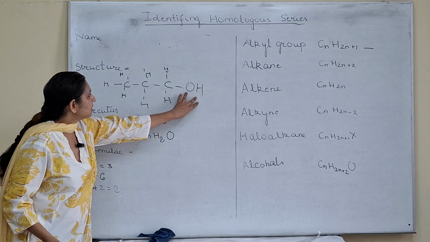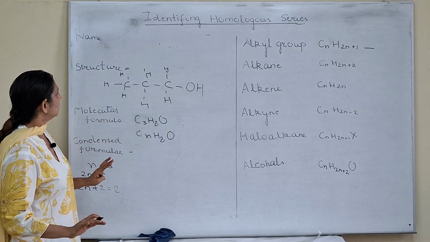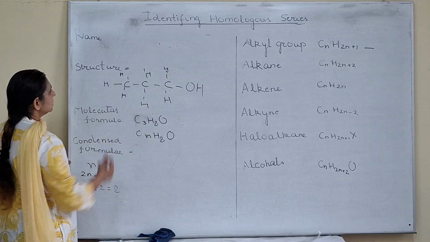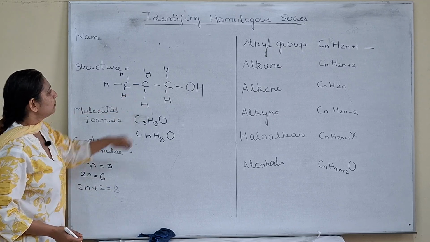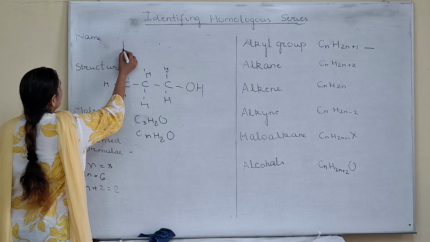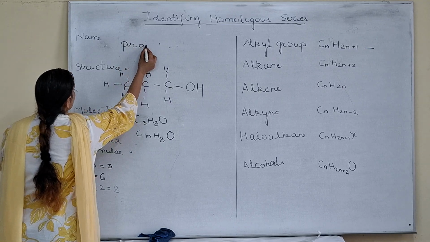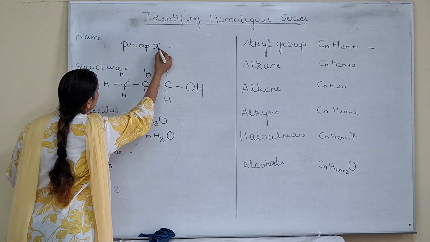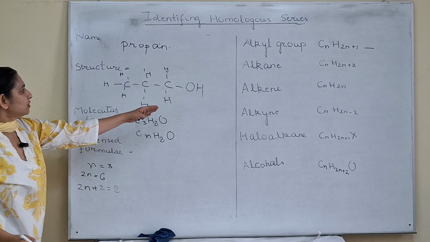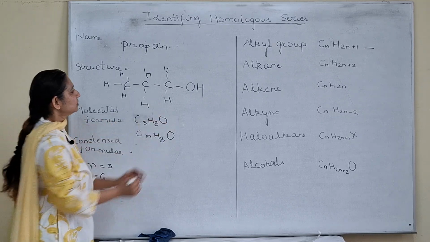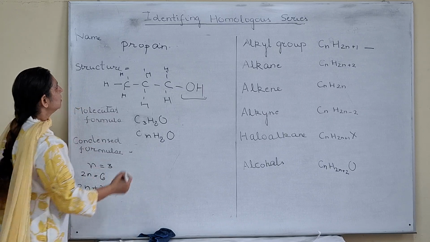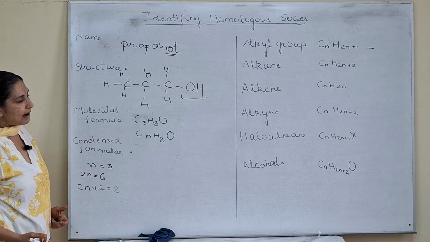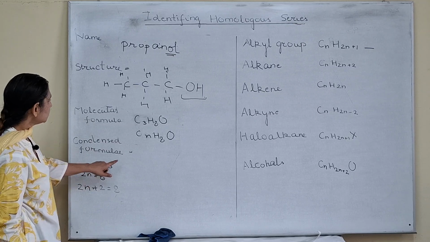The moment we see this, we know it's an alcohol. OH represents an alcohol. Now first let's write the name. How many carbon atoms? Prop. And they're all single bonds, so propane. And which functional group is there? This is called the functional group. So this will be called propanol. OL represents alcohol.